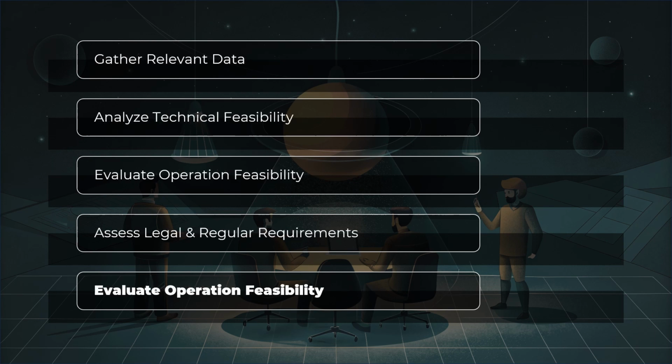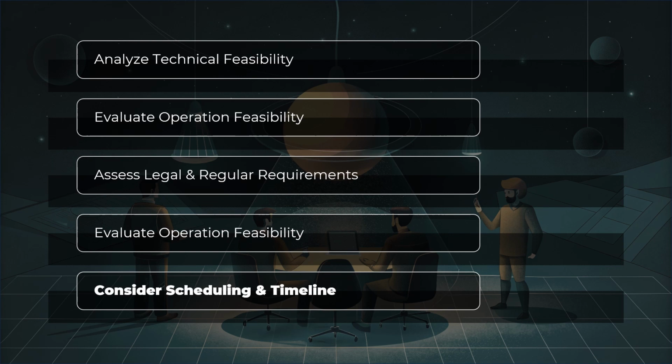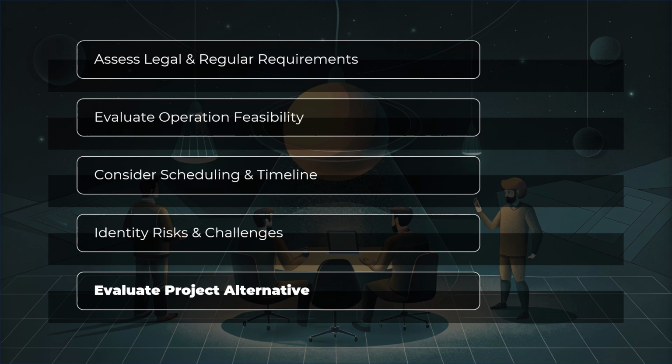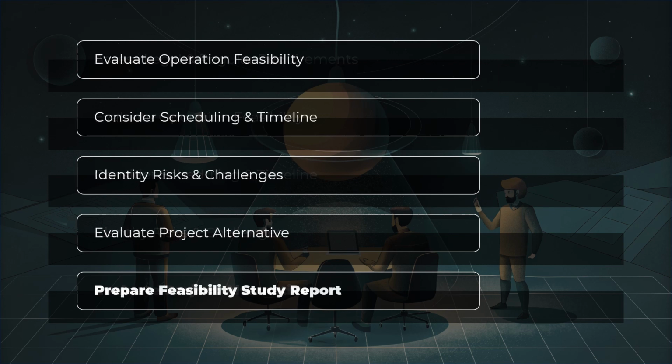Evaluate operational feasibility, analyze resource availability and potential challenges. Consider scheduling and timeline, assess critical path and dependencies. Identify risks and challenges, proactively address potential disruptions. Evaluate project alternatives, compare and select the most viable solution. Prepare feasibility study report, compile findings and recommendations.